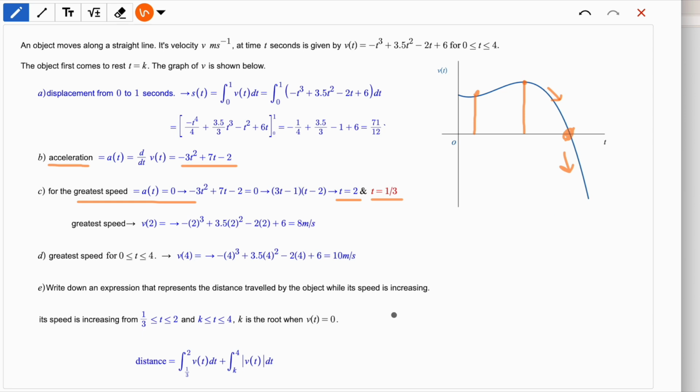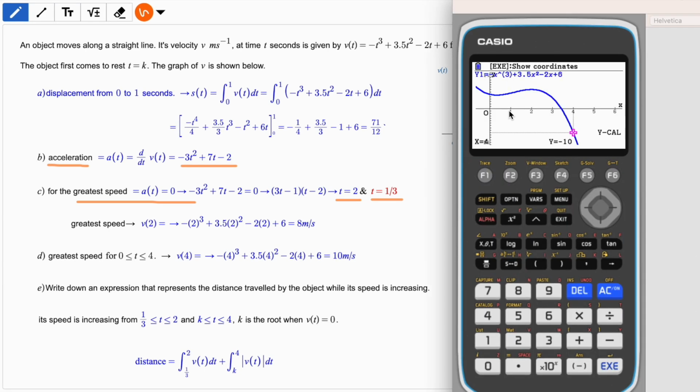So that's how you can write down. So 1/3 to 2 integration of velocity, and from k to 4. Why am I using absolute value here, right? I hope you remember why it is absolute value, because the graph is below the x-axis. And if you want to find out, let's do it.